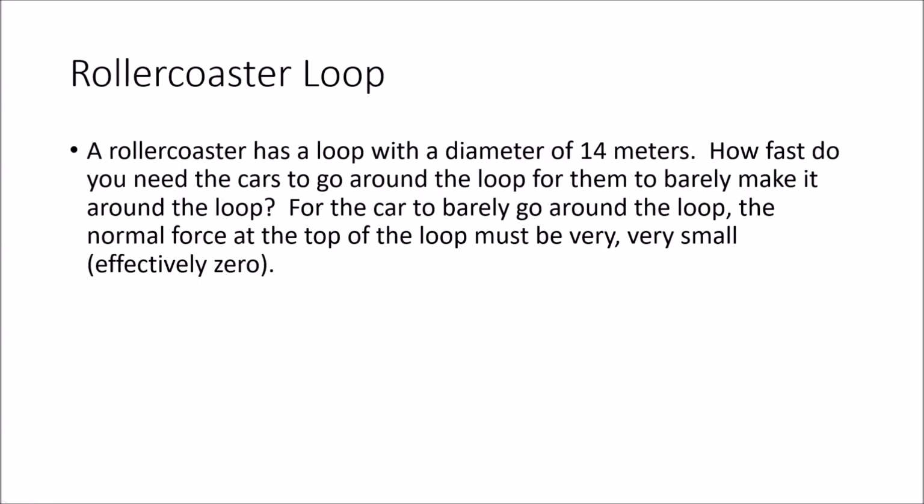A roller coaster has a loop with a diameter of 14 meters. How fast do you need the cars to go around the loop for them to barely make it around the loop? For the car to barely go around the loop, the normal force at the top of the loop must be very, very small, effectively 0. We want a roller coaster car to go around the loop, and we want the normal force on that roller coaster to be 0.